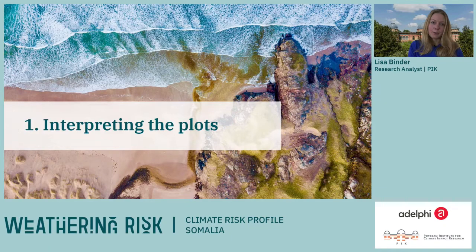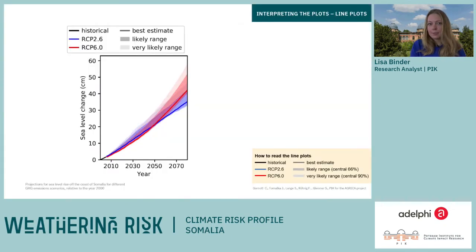I'm now quickly going to explain how to interpret the plots that we will be providing. So this line plot that you can see here provides you with sea level change projections until the year 2080 for 2 different greenhouse gas emission scenarios. The blue color represents the low emission scenario RCP 2.6 that is in line with the Paris Agreement, and the red color represents the medium to high emission scenario RCP 6. The lines that you can see here provide you always with the best estimate, which is the multi-model median, so the median of all models underlying each projection.